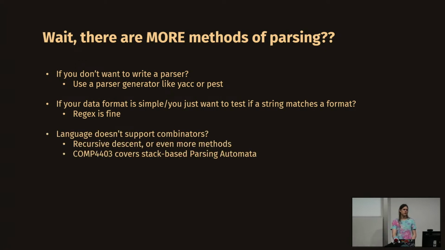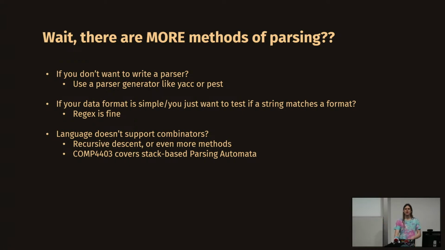If your language doesn't support combinators, you can use recursive descent, there are other methods, or just use a parser generator if you want. When I say a language doesn't support combinators, what I mean is, remember how we were returning a function from a function? There are a lot of languages that just don't have that. C is one of them.